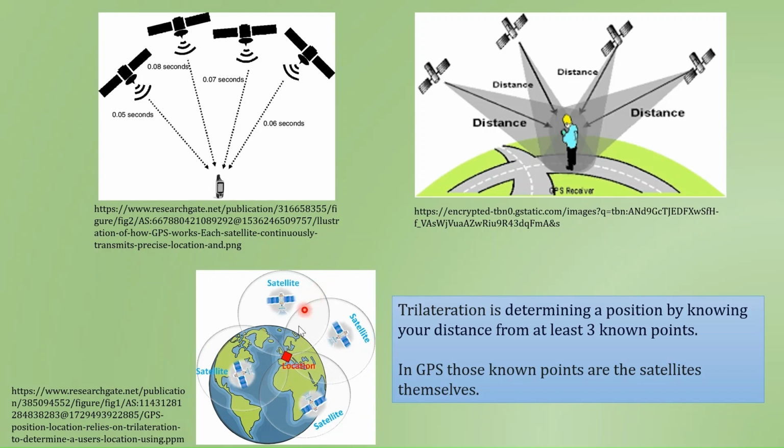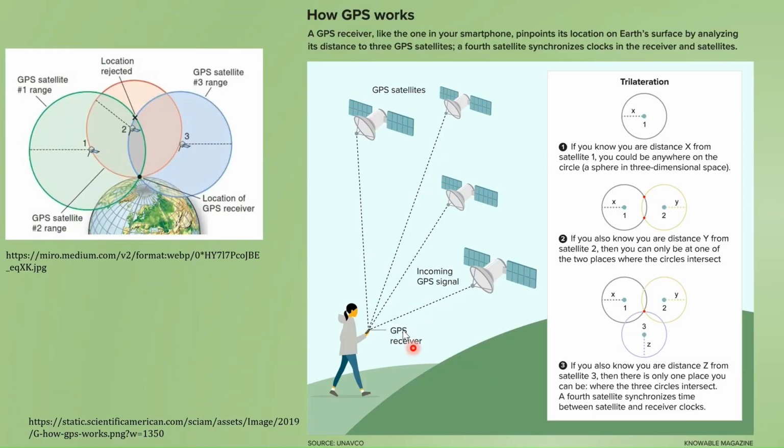So determining a position by knowing your distance from at least 3 known points is considered trilateration. And in GPS, these known points are the satellites themselves. In this image, the trilateration process is described in more detail. So here the first point is that if you know that you are distance x from satellite 1, and if you create a sphere having the same radius as the distance you calculated on the basis of the time lapse, you could be anywhere on this particular circle, because this circle is a sphere in three-dimensional space.